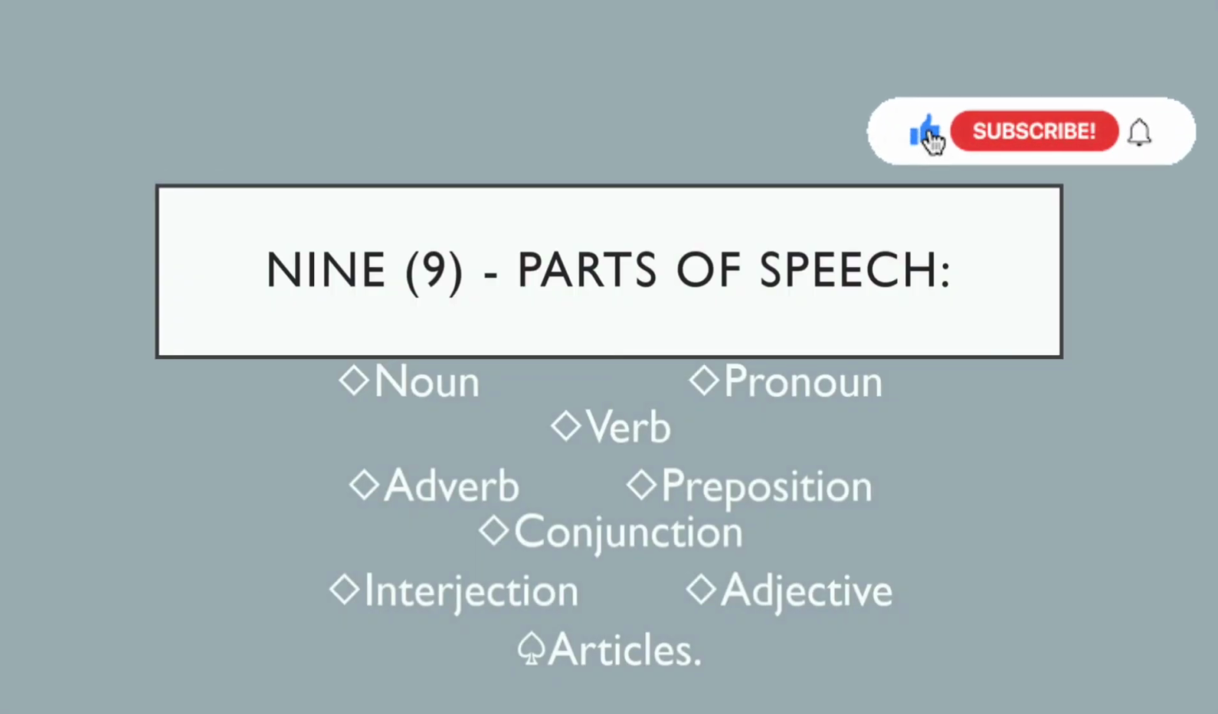My name is Hira Durrani and today in this video we'll be going to discuss parts of speech. So let's begin. Normally we have 8 parts of speech but I would say we have 9 parts of speech because adding articles, which are also known as determiners, are also included in the parts of speech. So noun, pronoun, verb, adverb, preposition, conjunction, interjection, adjectives and not forgetting the articles.